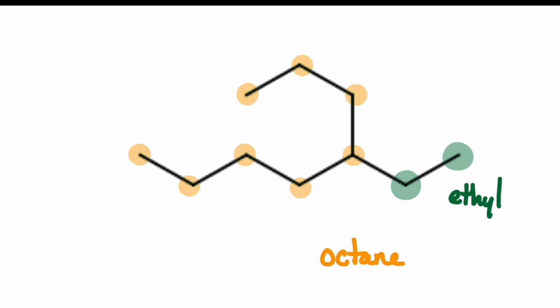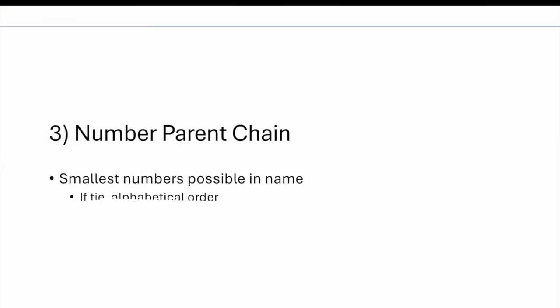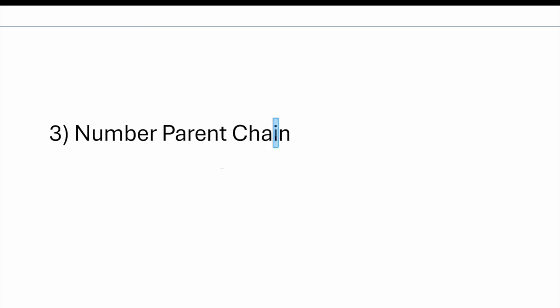So up until now, with the previous examples, you could have numbered either way and you would have gotten the same answer. In this case, it's going to depend on which direction we number our parent chain. So I could go this way, 1, 2, 3, 4, 5, 6, 7, 8, or I could go the other way, 1, 2, 3, 4, 5, 6, 7, 8. So which one of these two numbering schemes is correct? Importantly, our rule for numbering our parent chain is that we want the smallest possible number in that name.